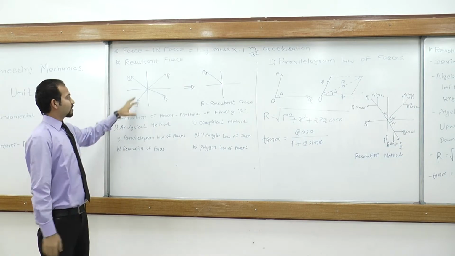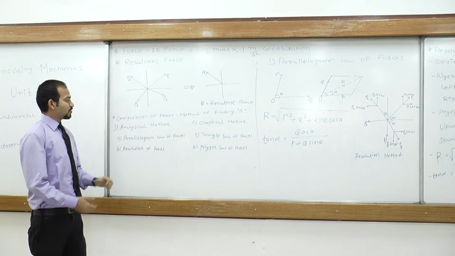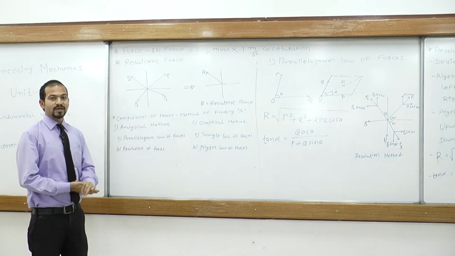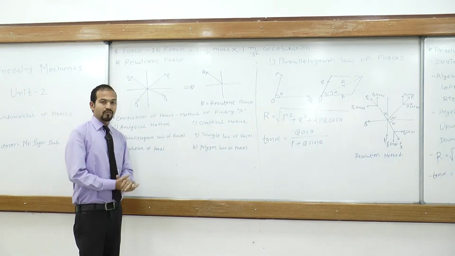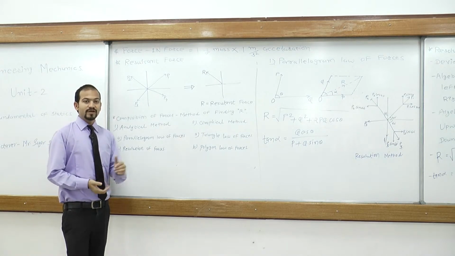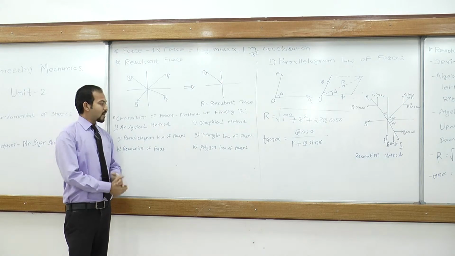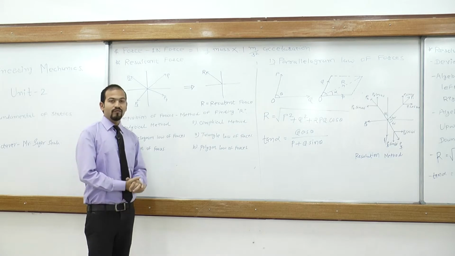If two forces act on a particle and we have to find the resultant force, then we use the parallelogram law of forces, and by the graphical method we use the triangle law of forces. If more than two forces act on a particle and we have to find the resultant force, then we use the resolution of forces method, and by the graphical method we use the polygon law of forces.